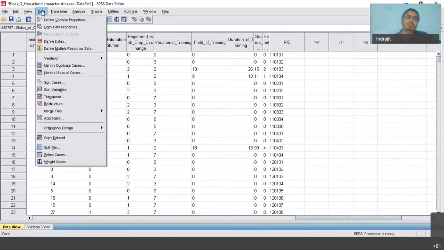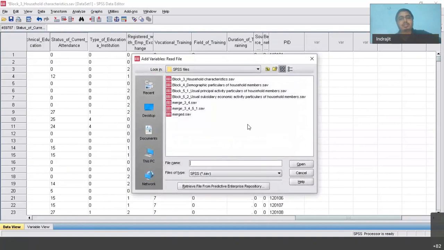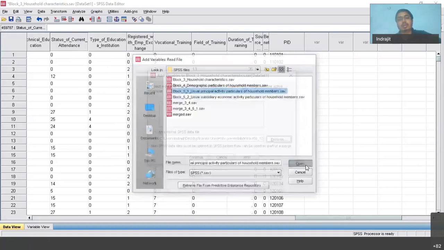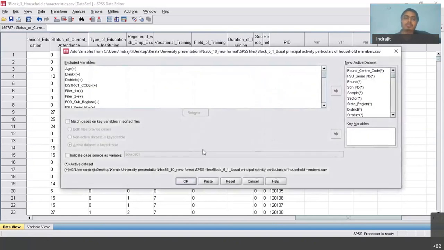Now we have to go to this. We have done the sorting. Now merging. Merge file. Again, we have to click on add variables, because we want to merge a few more variables. So we have to click on an external SPSS data file. So 5.1, the principal activity particulars of household member. Usual principal activity particulars. So we have to click on that file and continue.